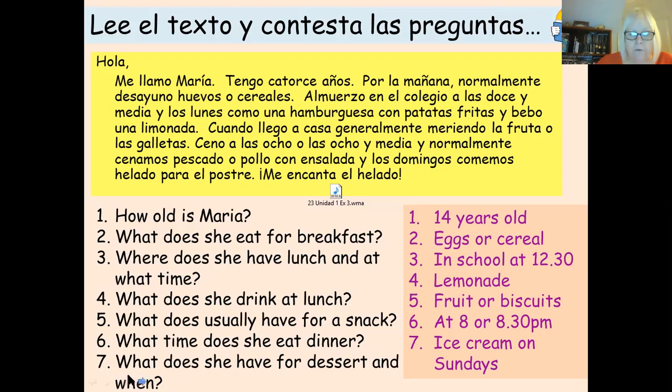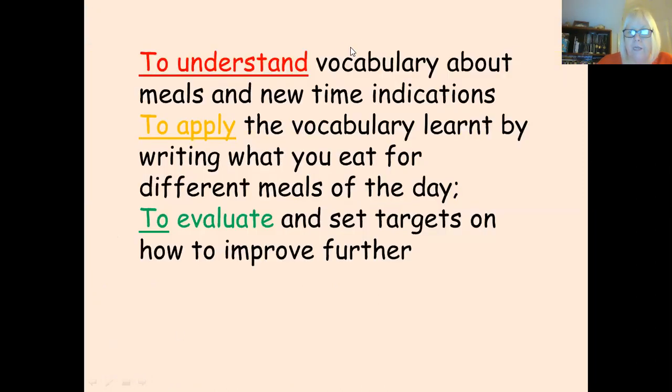Okay, so once you've done that, we're going to move on and just review the objectives for this week. We've moved through, obviously, understanding the vocabulary, the time indications. You've done some listening and some reading to practice that vocabulary. And also you wrote sentences at the beginning of the lesson today. And you also should have set some targets based on how you did in the listening and in the reading exercises. So that's the end of lesson 2.